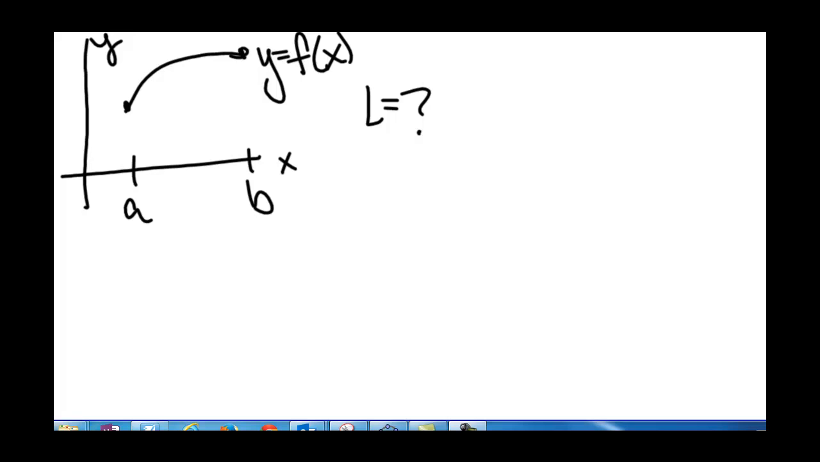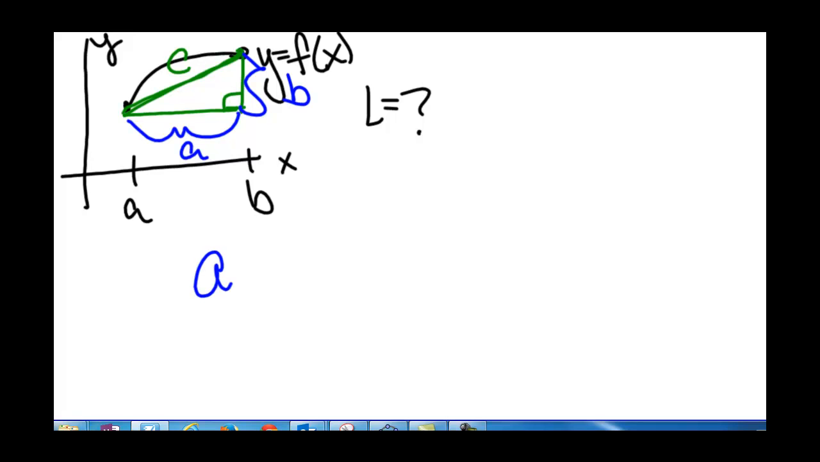Let's say we want to find the length of the curve y equals f of x from a to b. Well, we know the length of a straight line, so we can use that to approximate this length. If we draw a right triangle with sides a and b, we know by the Pythagorean theorem that a squared plus b squared equals c squared. So if we know this length a and this height b, we can find the length of that straight line.